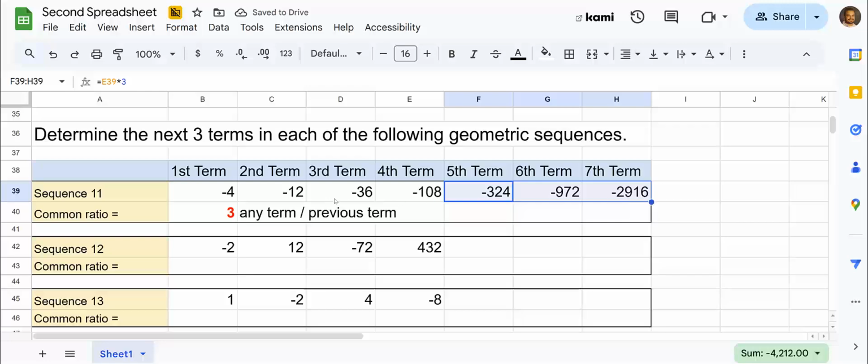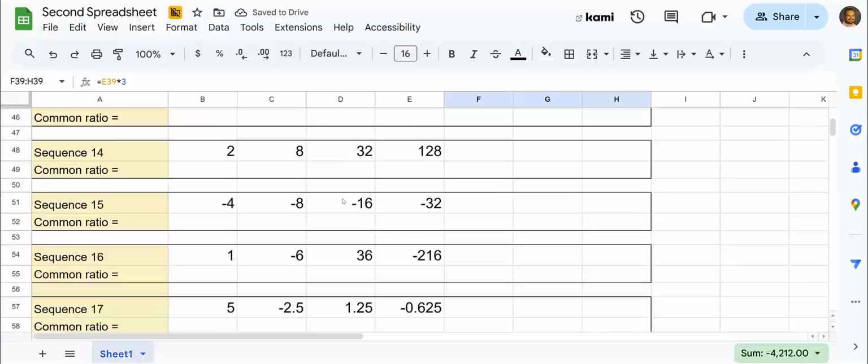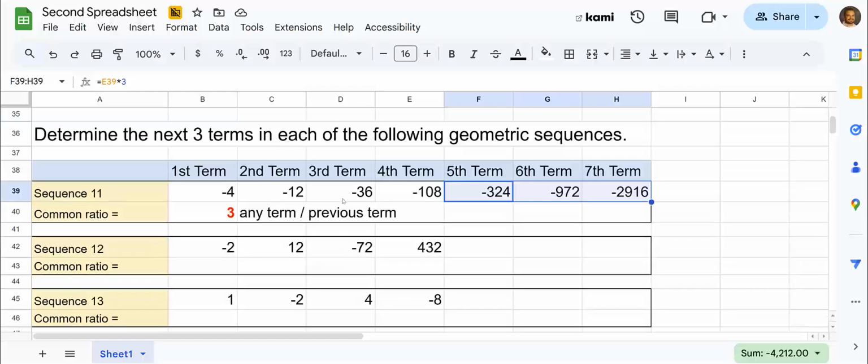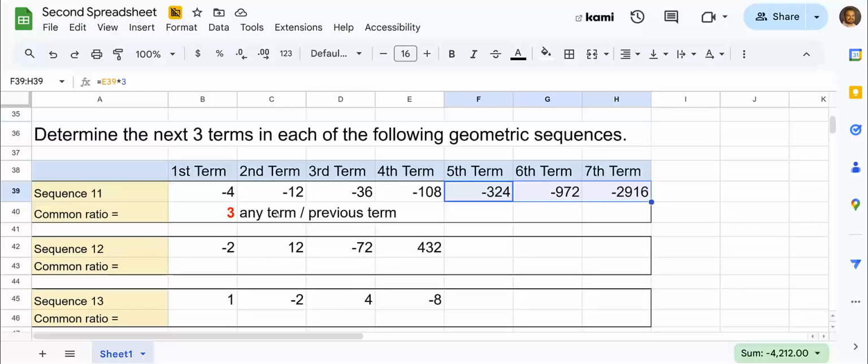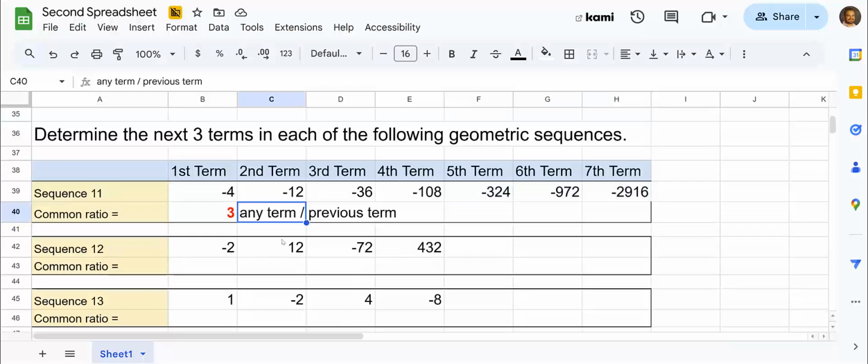All right, I'll do one that's a little bit challenging. I'll leave those ones too, because again, once you follow that pattern, if you take any term divided by the previous term, it shouldn't give you any problems. You could be multiplying by a decimal. I'll just let you know that for later on.